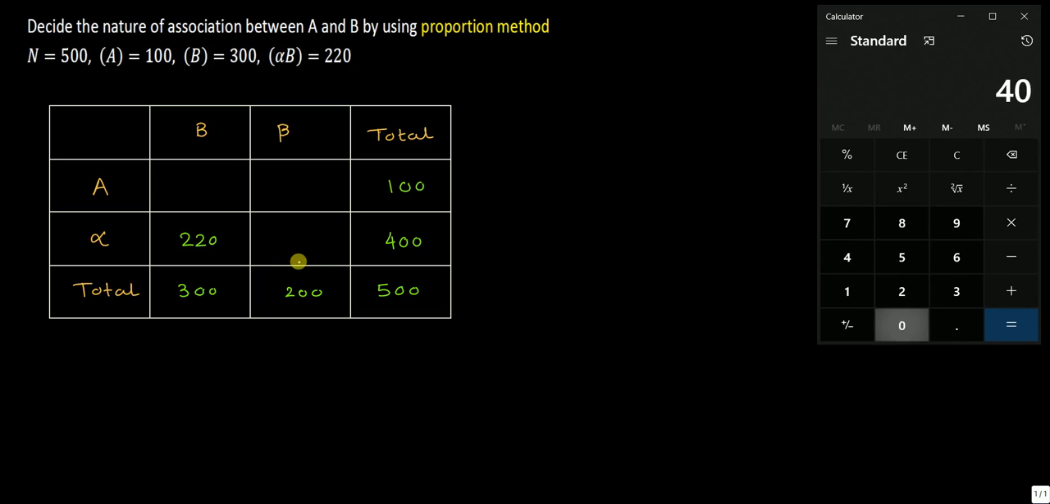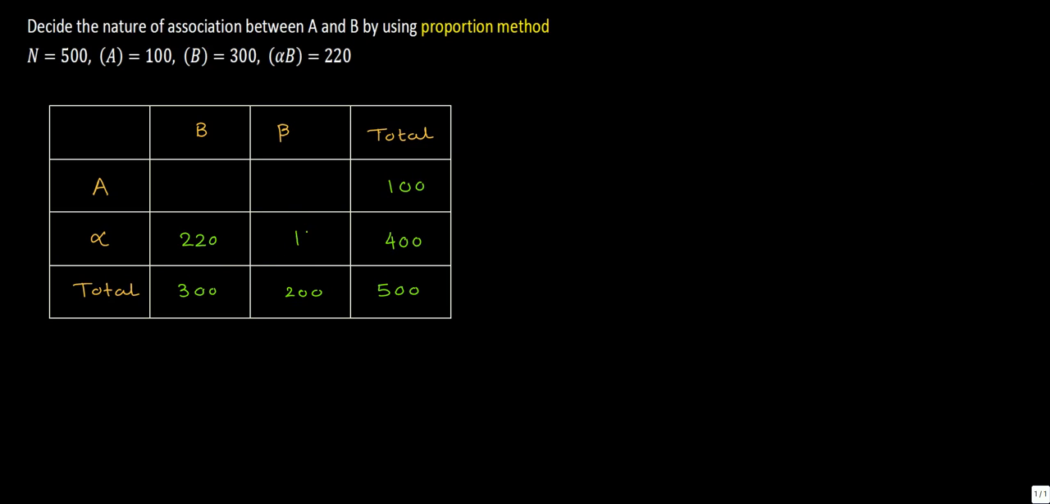Now 400 minus 220 is 180, here we have to put 180. For total 200, putting 220 here. And for total 100, put down 80 here and check: 220 plus 80 equals 300.